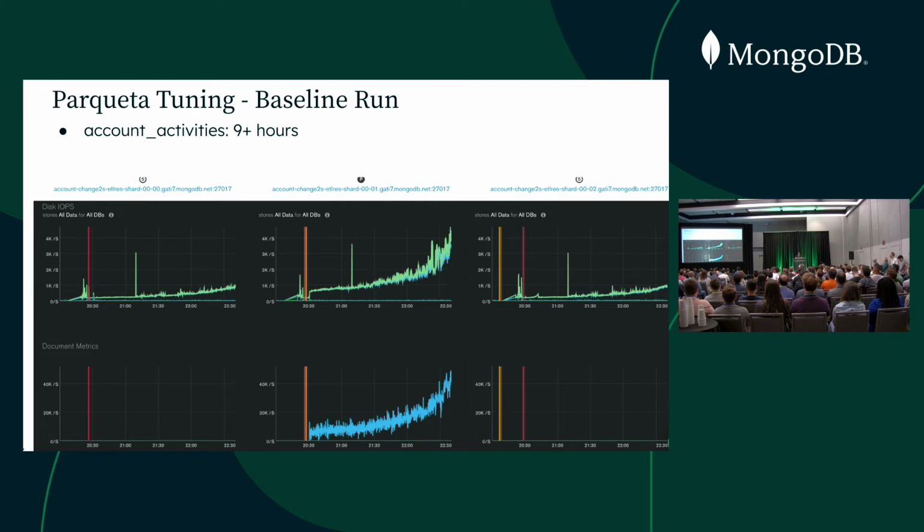So the first thing is the IOPS. If you look at this graph, you can see that the IOPS only reaches 4,000 per second. 4,000 per second, that's not very good for an ETL process. So that's the reason, the major reason, that initially we take 9 hours.